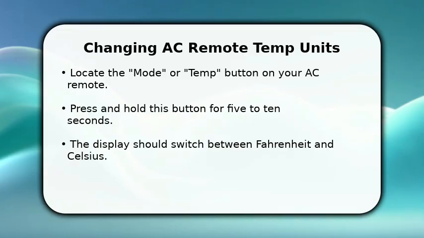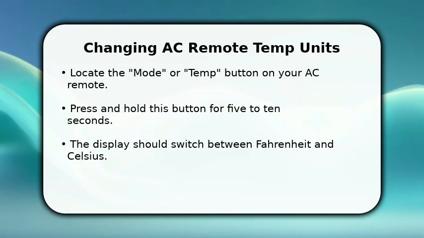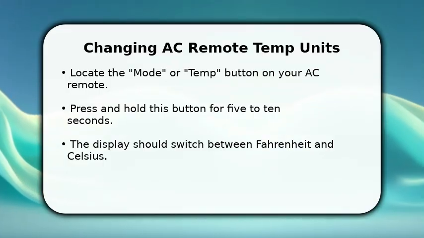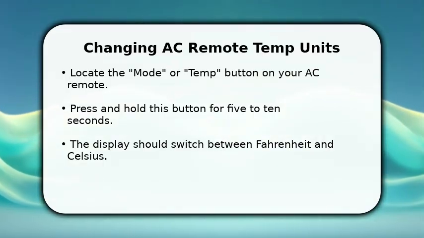First, find the mode or temp button on your remote control. Next, press and hold this button for about 5 to 10 seconds. You should see the temperature display on your remote switch between Fahrenheit and Celsius. It's a quick and simple adjustment.